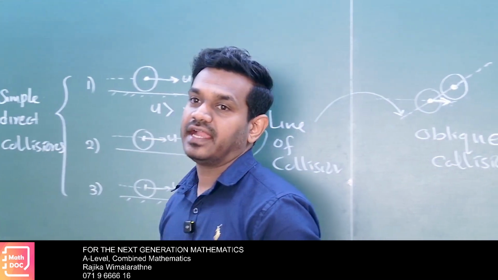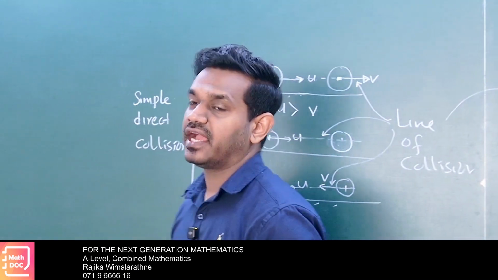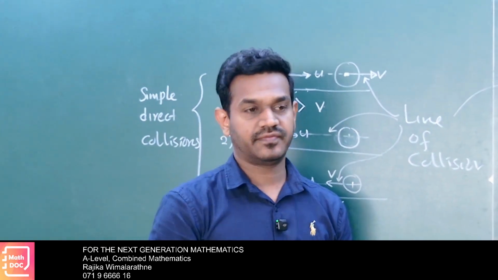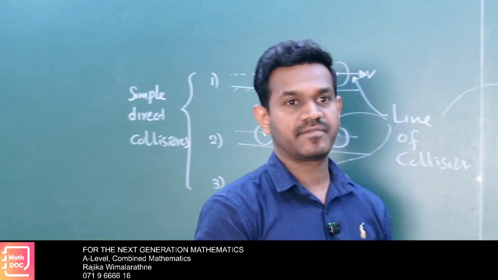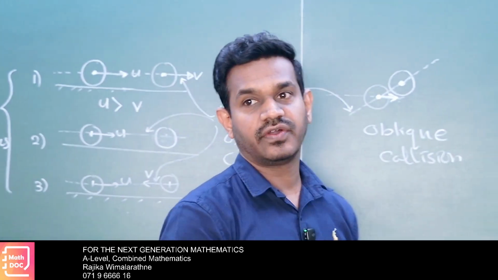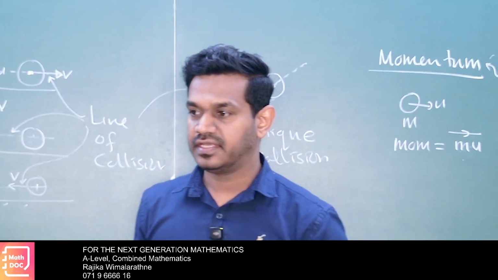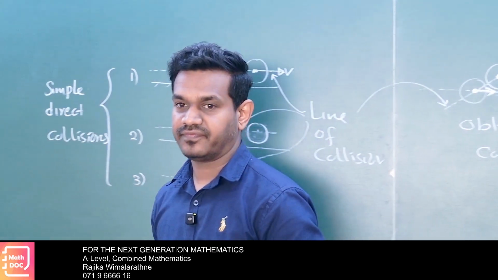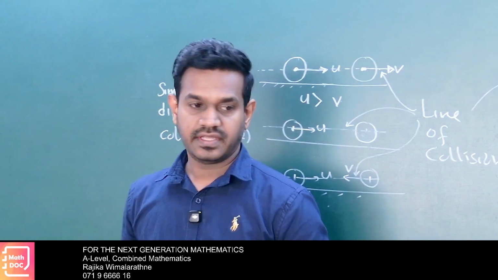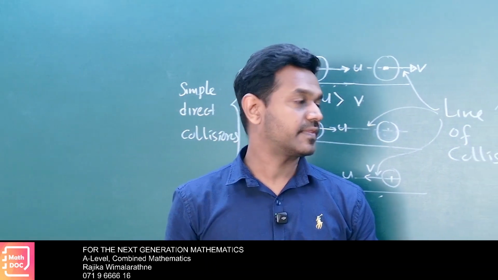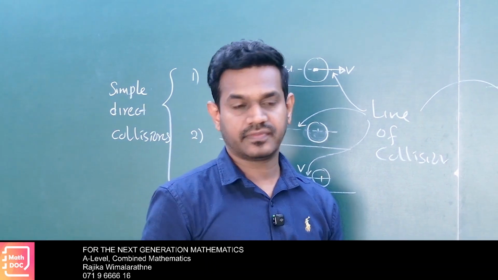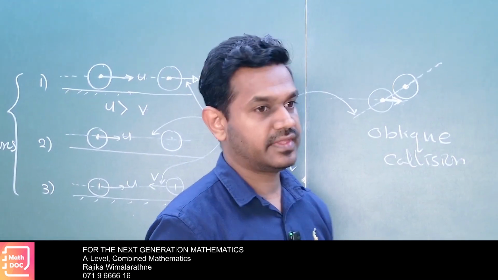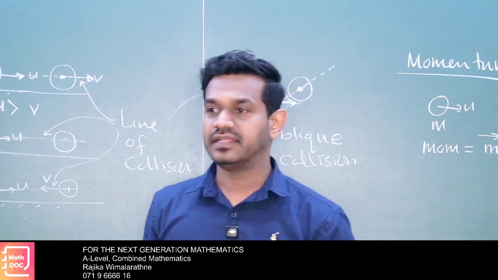The center joining line is called the line of collision. Line of collision. Go to next line and write.